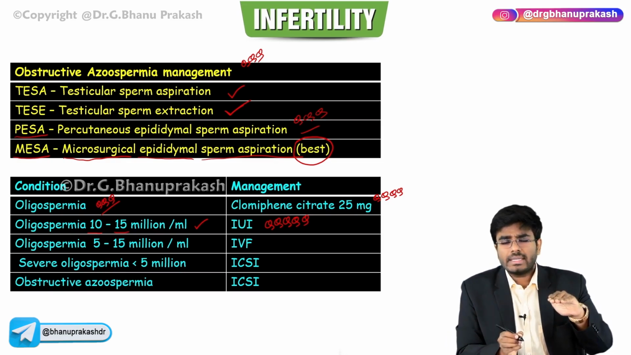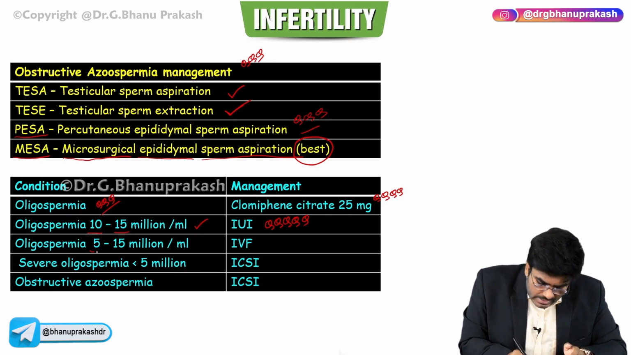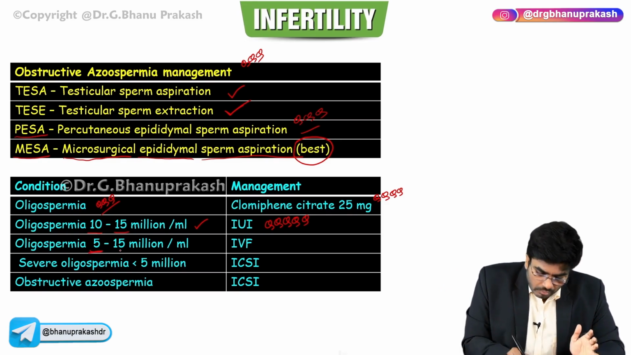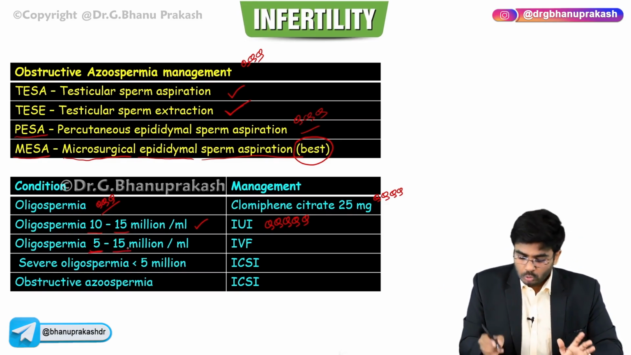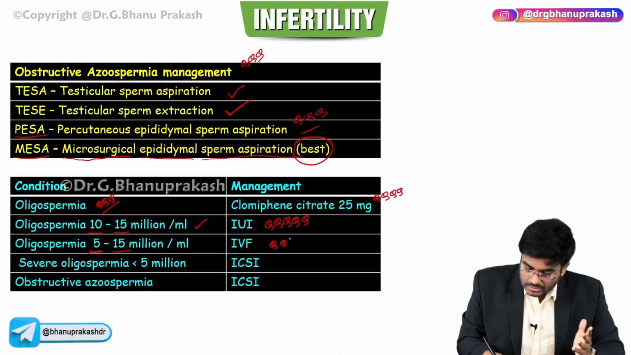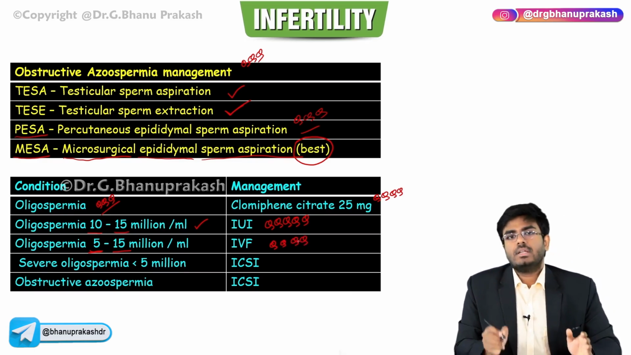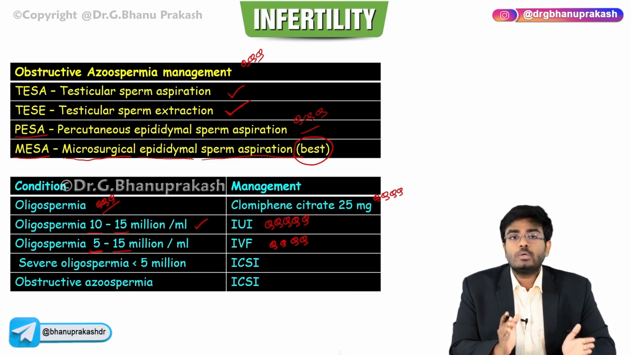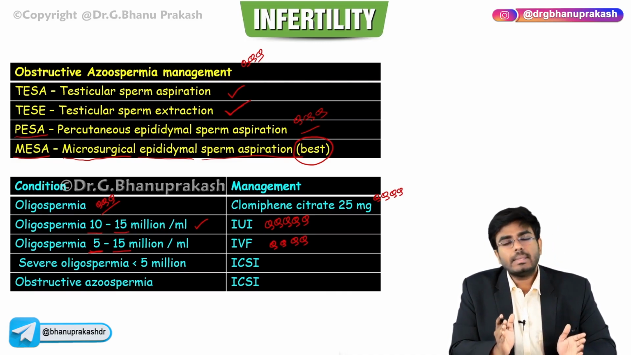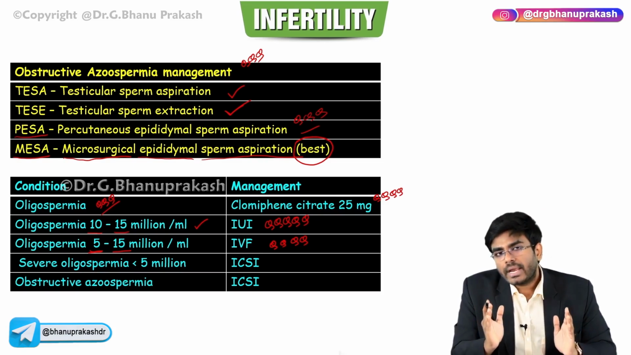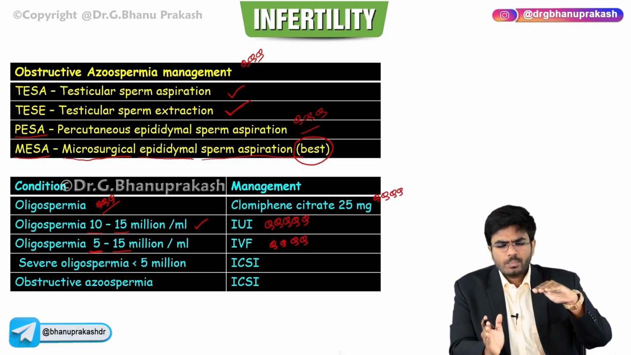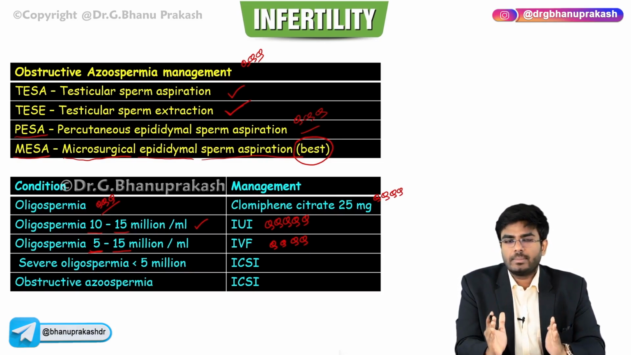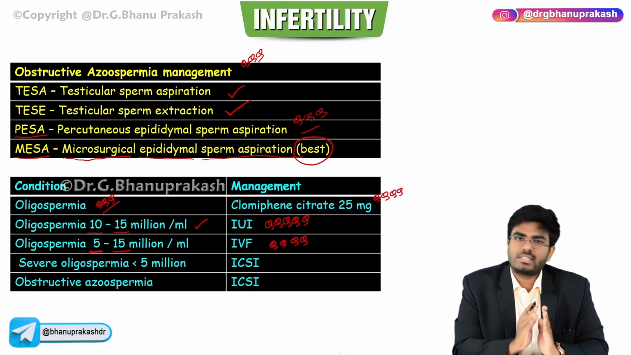Now the sperm quantity is still low, that is, sperms are somewhere around 5 million. But 5 to 15 million is okay to do in vitro fertilization. To perform in vitro fertilization, he needs to have a 5 to 15 million sperm count. What I am trying to put into your mind: if the sperm quantity is less, that is 10 to 15 million, you can go with intrauterine insemination.